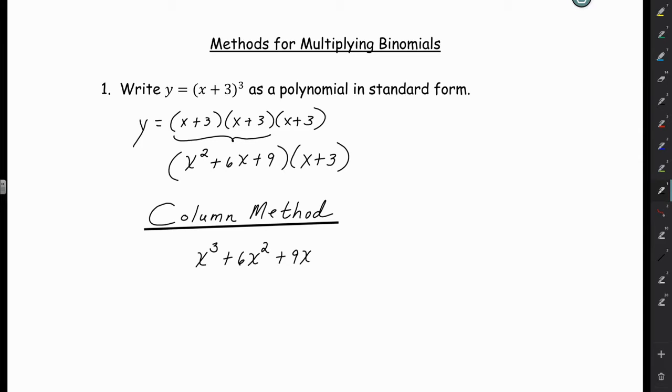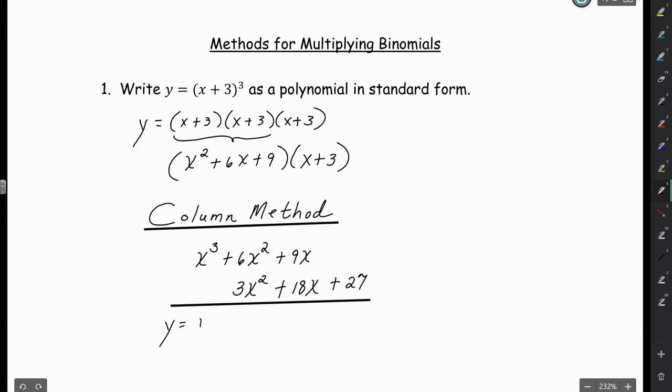So 3 times x squared gives us 3x squared, so we want to write that under the like term of 6x squared. Then we have 3 times 6x, and that's going to give us 18x. And then 3 times 9 gives us 27. Then we'll just add those together. So we bring down the x cubed, we get 9x squared, we get 27x plus 27. Okay, so that's the column method.